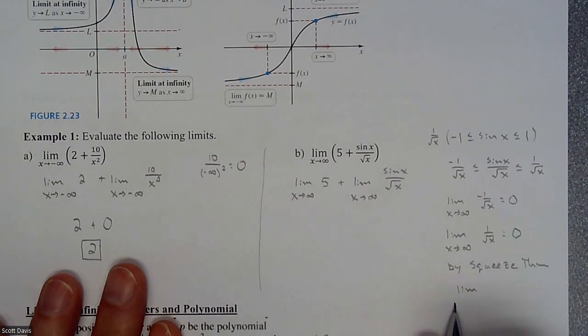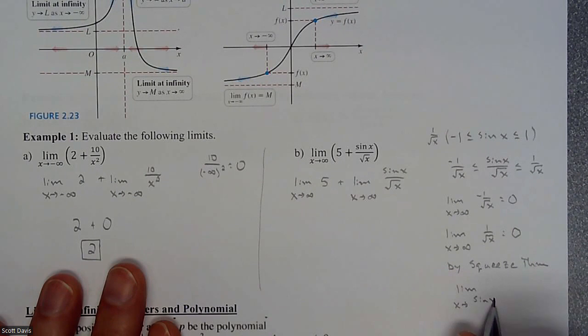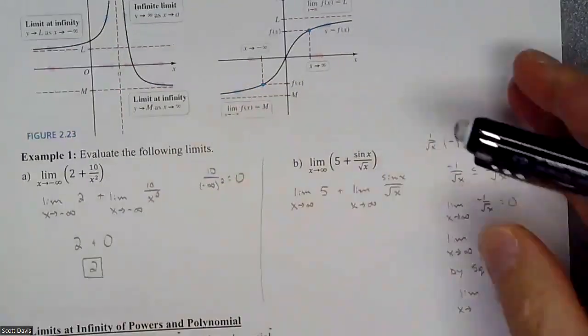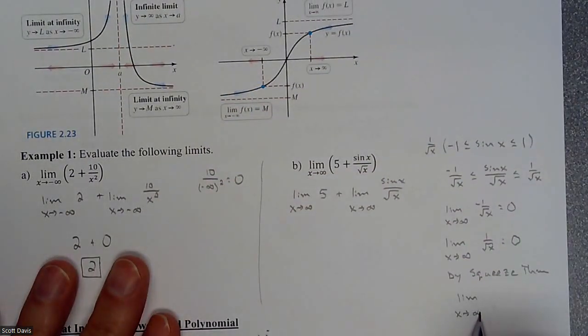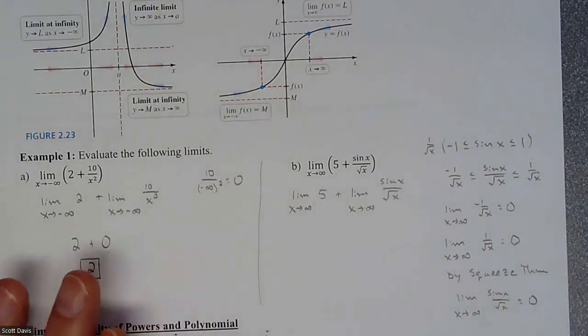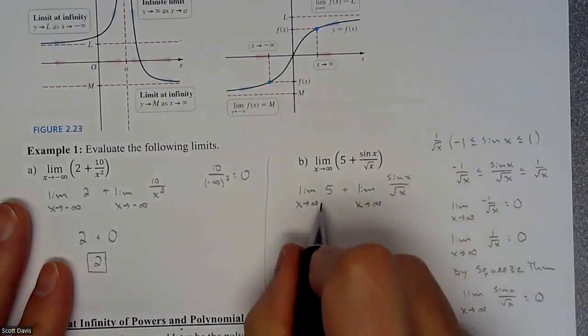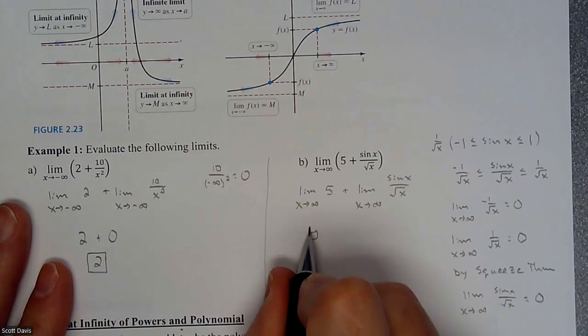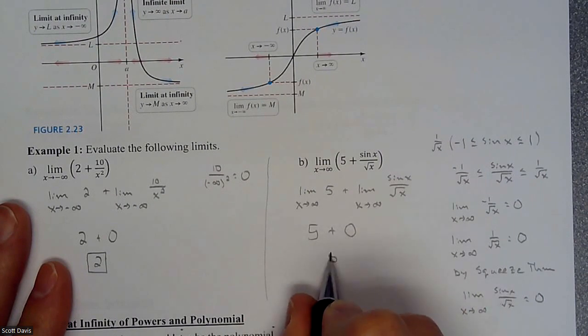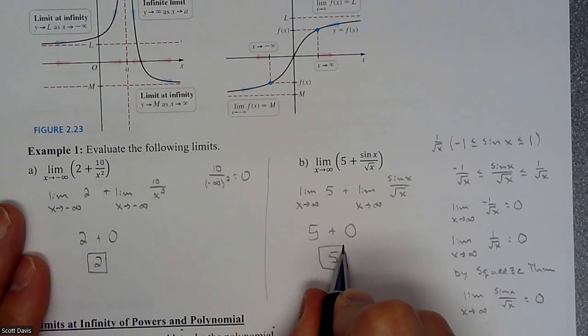the limit as x goes to infinity of sine x over square root of x is going to be approaching 0 as well. So this value is going to be approaching 5. It's just a constant. This is going to be approaching 0. So our overall limit is going to be 5.